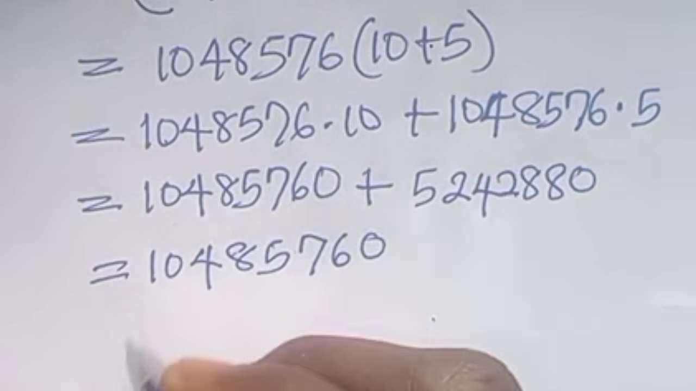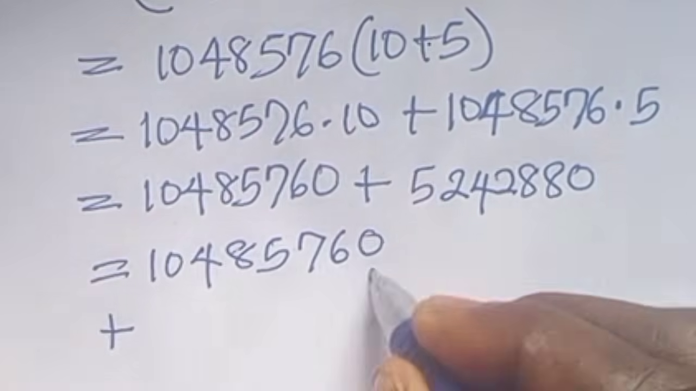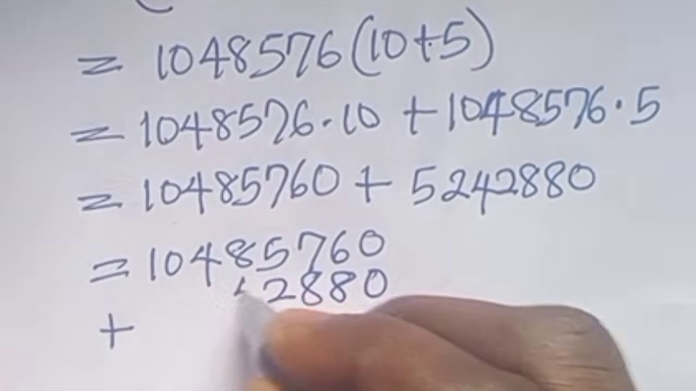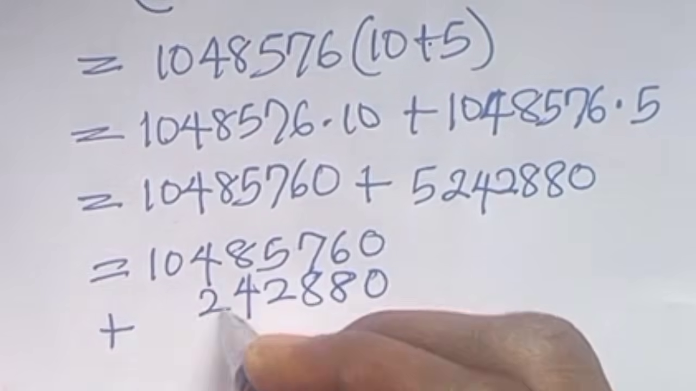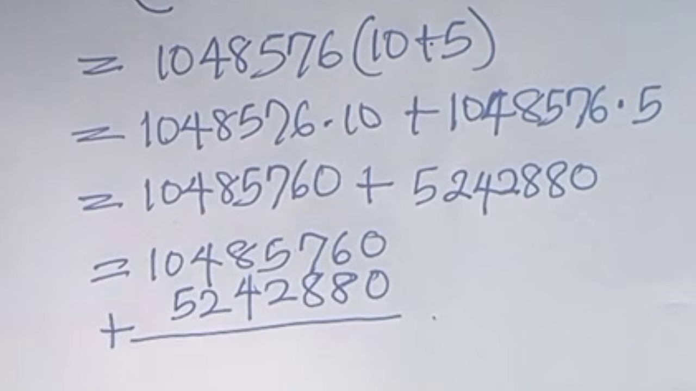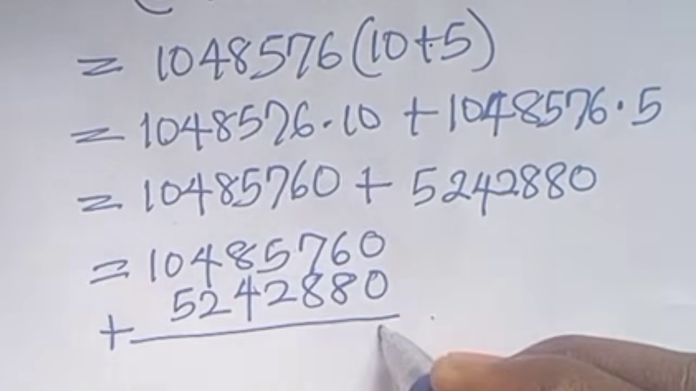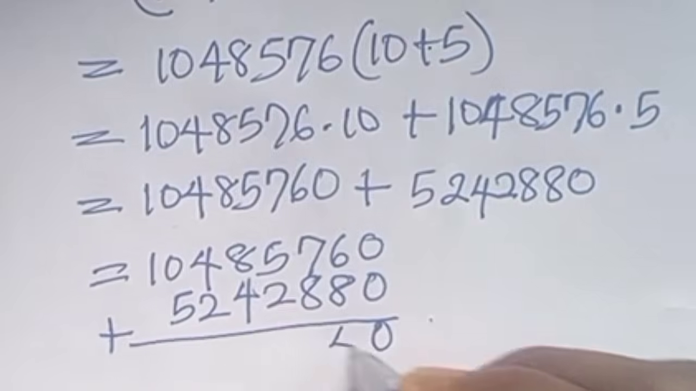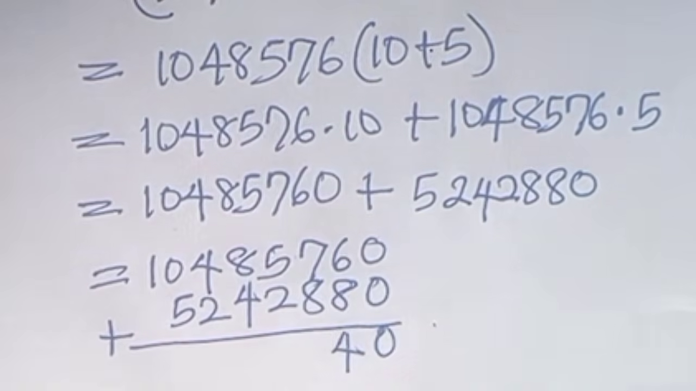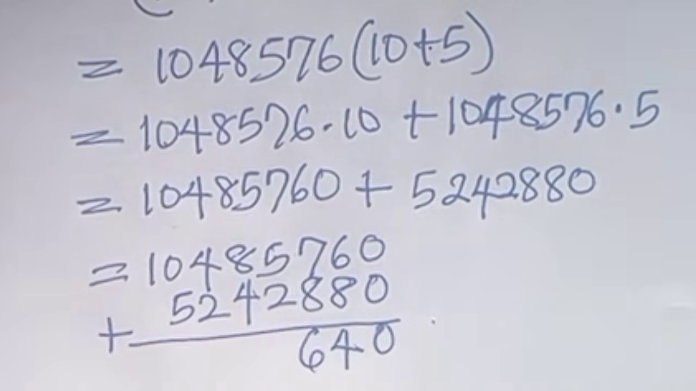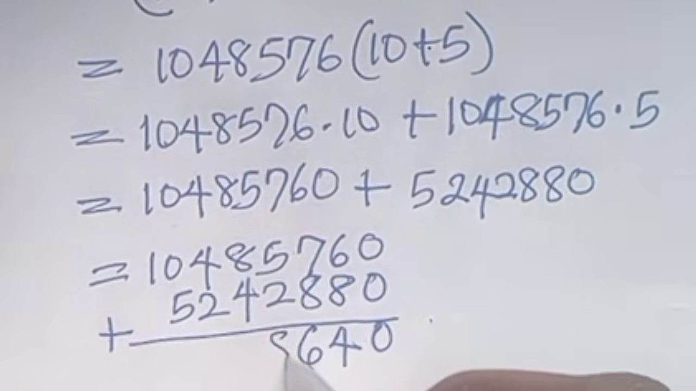So in the next step, I'm going to add 1048576 plus here 5242880, that is 5 times 1048576. If we sum this very well, 0 plus 0, that is 0. 8 plus 6, that is 14, carry 1. 7 plus 8, that is 15, plus 1, 16. If you put down 6, you are going to carry 1. 5 plus 2, that is 7, plus the 1, that is 8.